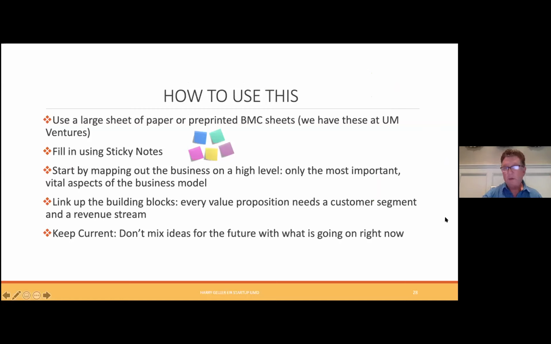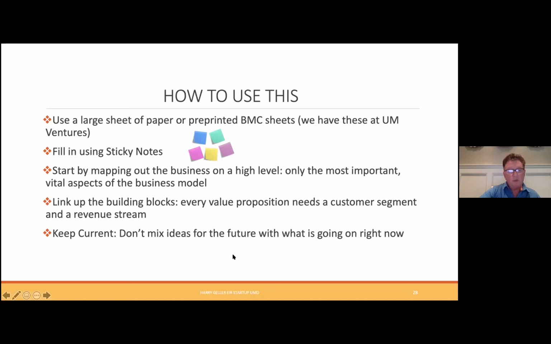So I've given you the basics of the business model canvas. Just a quick little tidbit on how to use it. Again, I recommend using a large sheet of paper or pre-printed business model canvas sheets. I think we have these at UM Ventures. Originally fill everything in with sticky notes so you can run by it, change it, and you don't have to cross things out. So sticky notes are good.